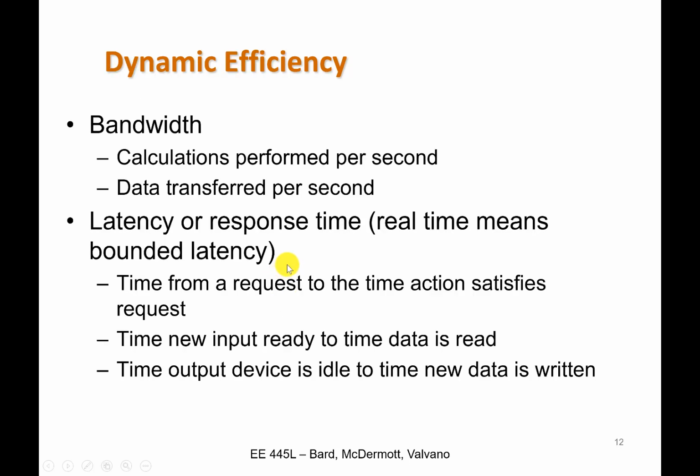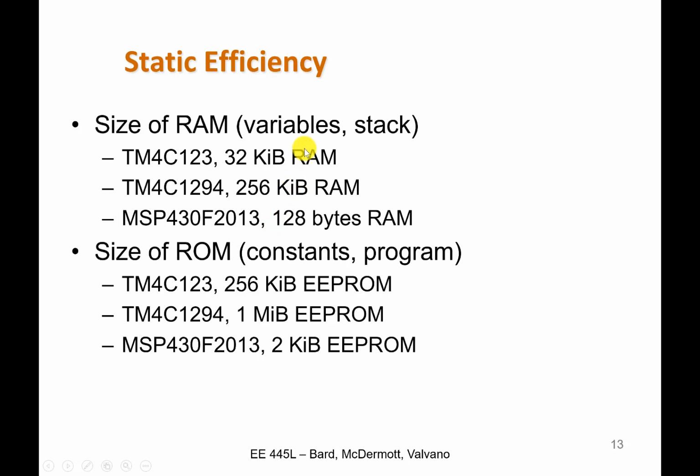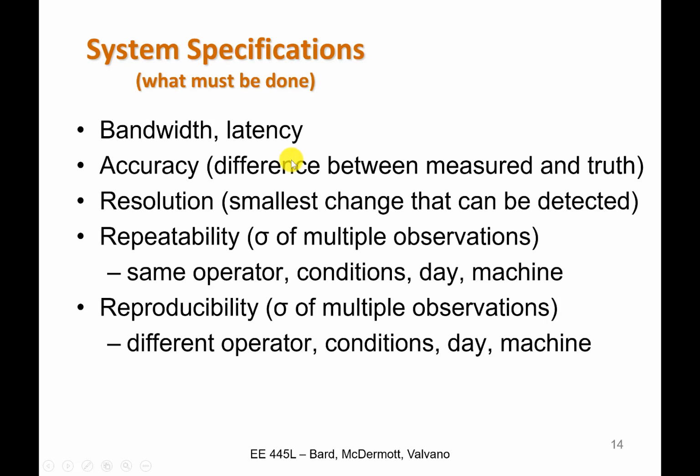Some of the performance measures we'll see in this class is bandwidth, which is either number of calculations performed per second or the number of data bytes transferred per second. We've been talking a lot about latency and response time associated with real-time systems. Other efficiencies are how much RAM do you need, how much ROM do you need, how accurate does it have to be, the difference between truth and measure. The smallest change that can be detected is resolution. The amount of noise is if I have a constant input and I repeat it over and over again, what is the variability of those multiple observations?